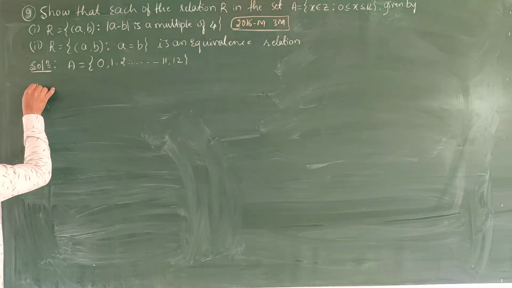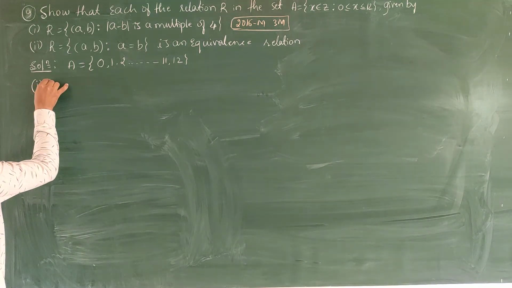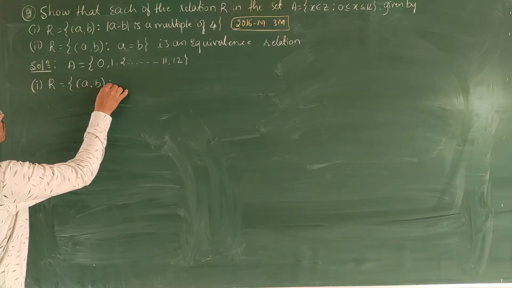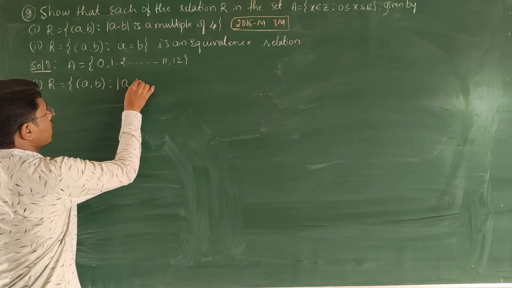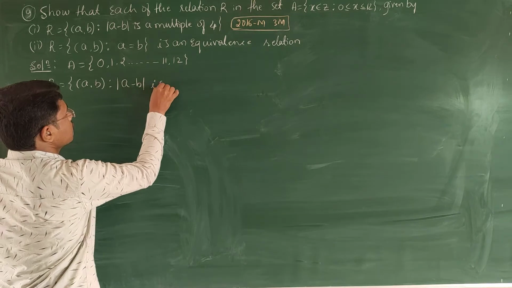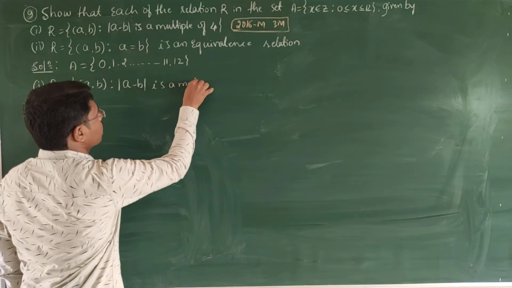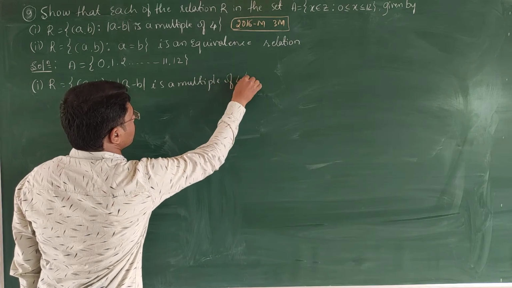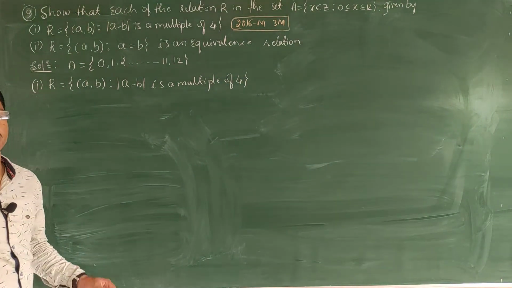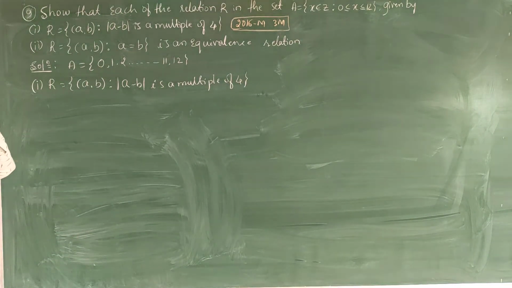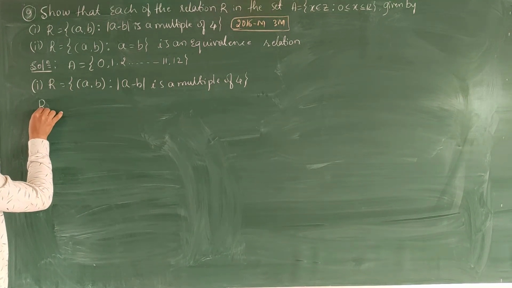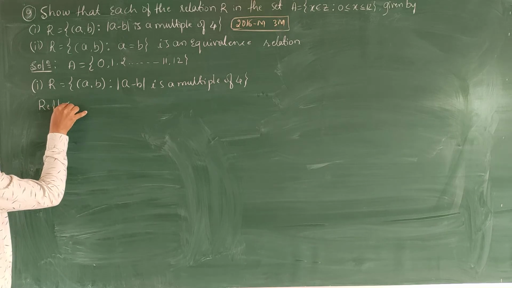Next, take the relation. First one, R = {(a, b) such that |a - b| is a multiple of 4}. We have to show this is an equivalence relation. So first check the reflexive property.